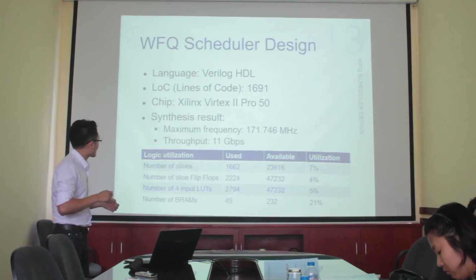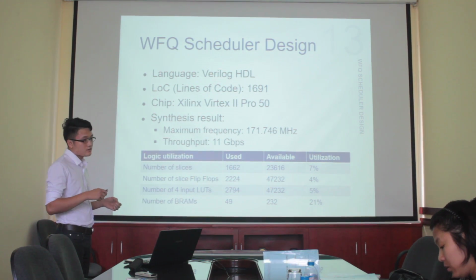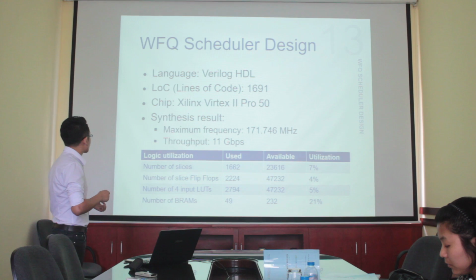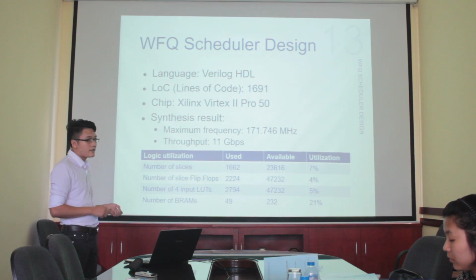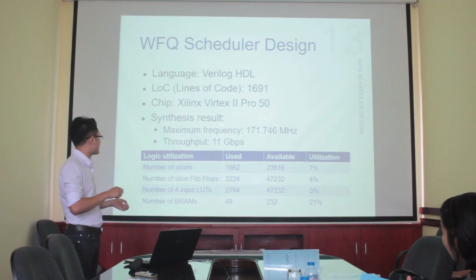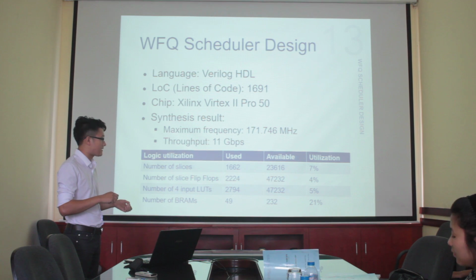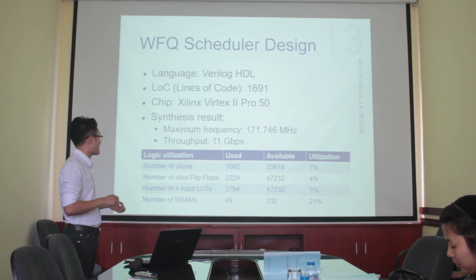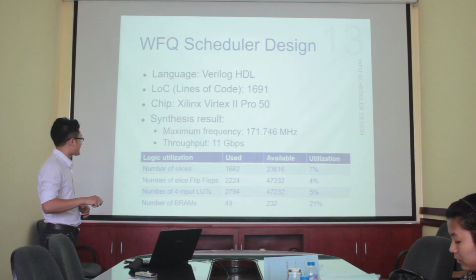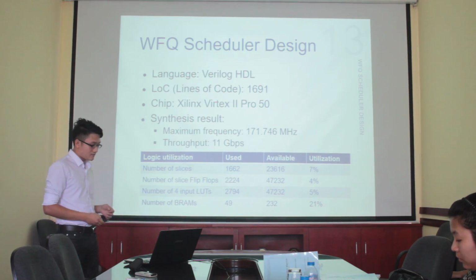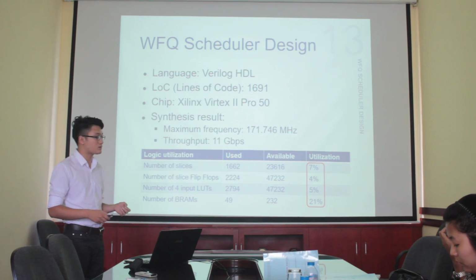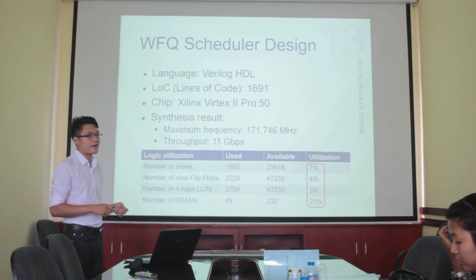In this project, we have used the Verilog language to design the scheduler with the number of ports about 1700. The chip that has been used is Virtex-2 Pro 50, which is a medium-end technology. As for the synthesis result, we have got the maximum frequency of nearly 172 megahertz and the throughput of about 11 gigabit per second. Here is the table of the hardware resources that has been used for the scheduler. We can see that our scheduler uses a small amount of hardware resources while being able to perform well every function of a scheduler.